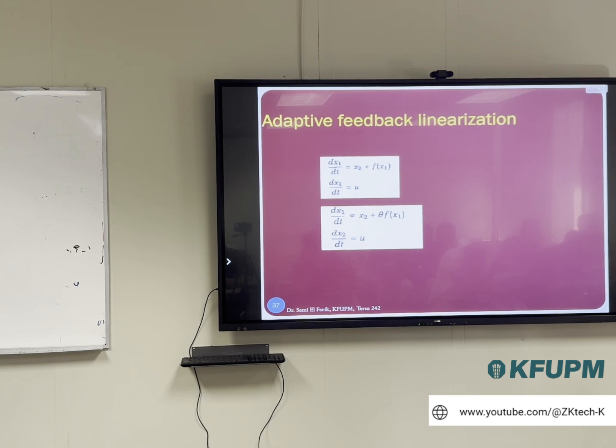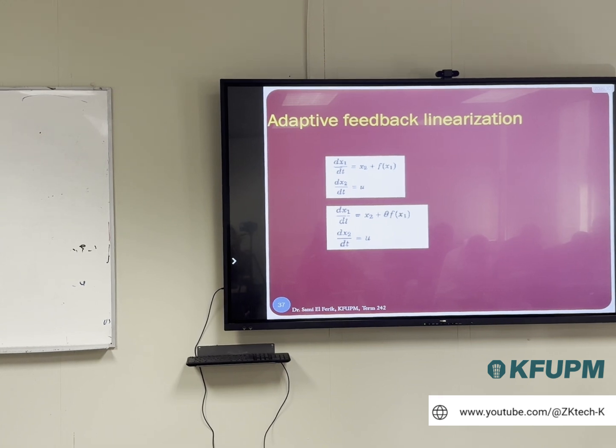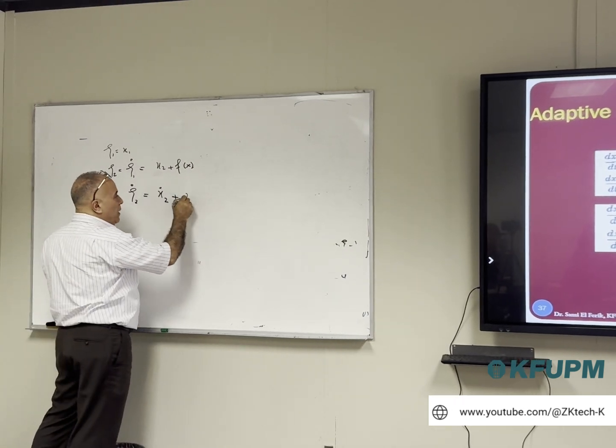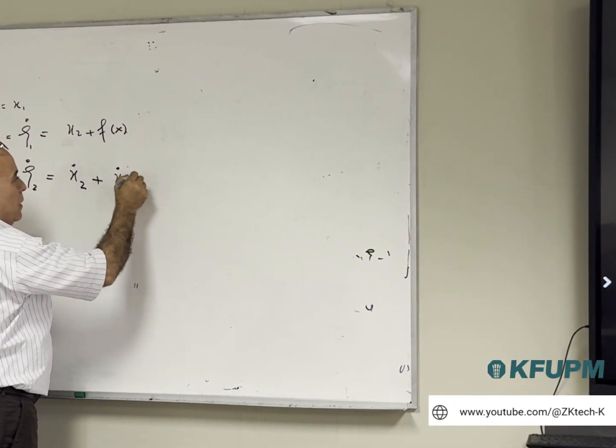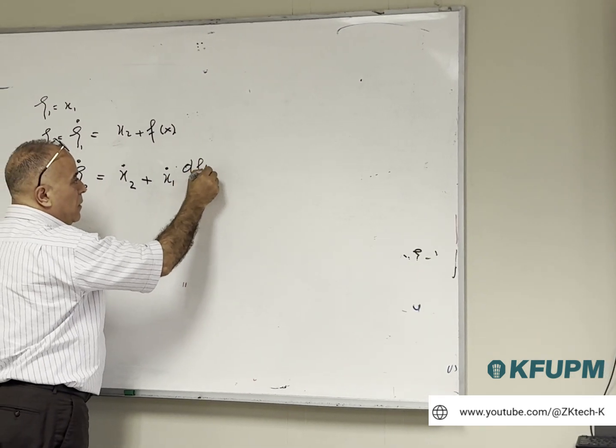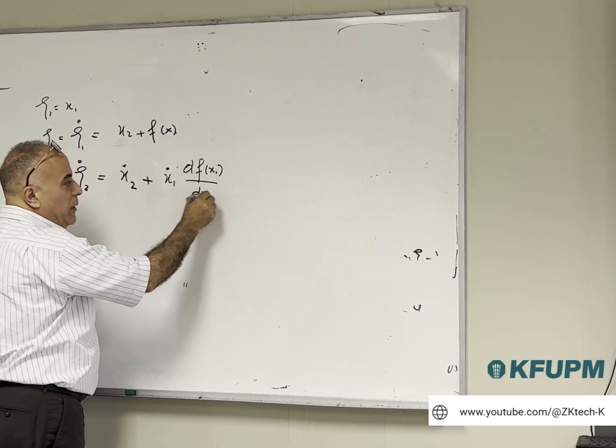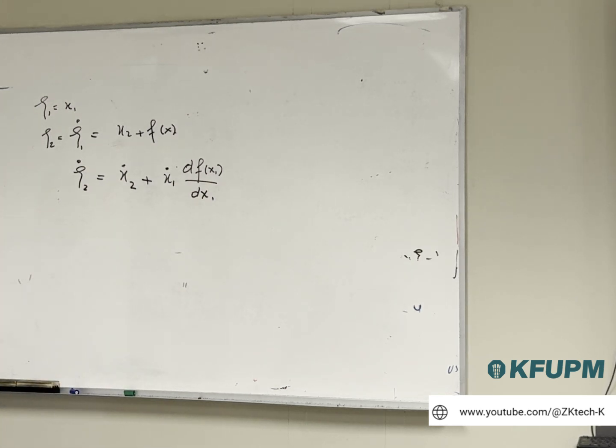So we can do the same. We can say zeta 1 will be equal to x1, and zeta 2 will be equal to zeta 1 prime, which is equal to x2 plus f of x. Right? Then zeta 2 prime will be equal to x2 prime plus x1 prime times f prime of x1, the derivative of f of x1 with respect to x1, like what we did with the sine and cosine.